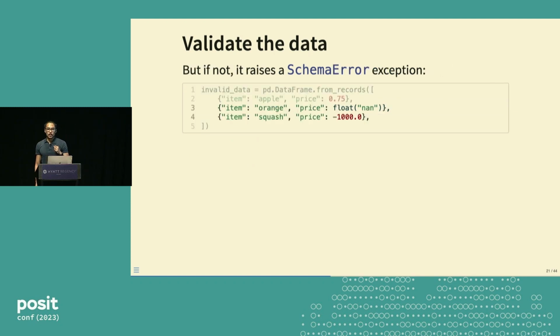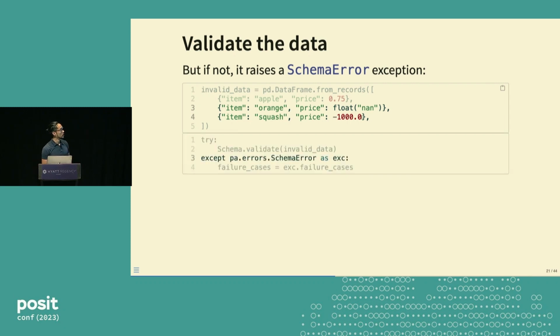However, if the data is invalid, so in this case, we're defining invalid data with a NaN value in the price column, and then squash as an item, which has a negative price, which doesn't make sense unless I'm paying you $1,000 for squash. If I try validating this invalid data, I get a schema error. And if we catch that schema error, we can get the failure cases that Pandera found. In this case, Pandera is just going to serially go through all those checks and raise the first failure case it sees.